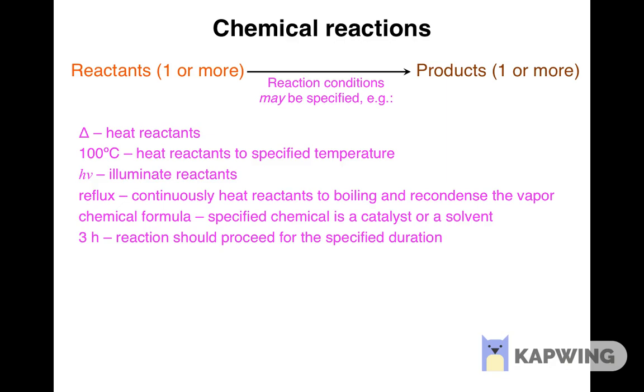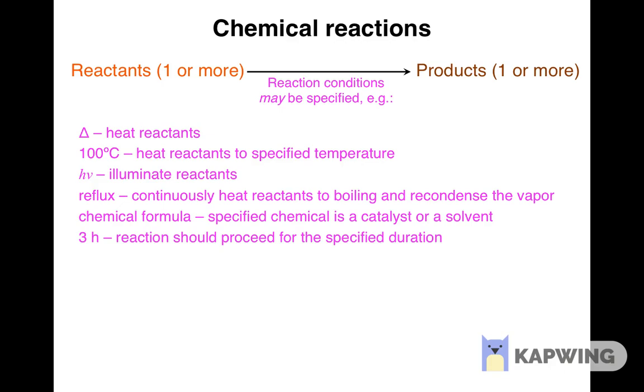A chemical formula means that the reaction should be performed with the specified chemical either as a catalyst that should be present or the solvent in which the reaction should be performed. A time, such as 3 hours, indicates that a chemical reaction must be carried out over the specified duration. This list is non-exhaustive, although these are some of the more common reaction conditions that you may see.